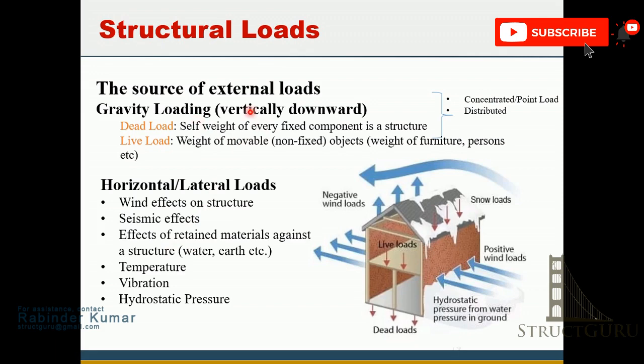The gravity loads are further classified into two types. Number one is dead load. The examples of dead loads include self-weight of the structure or the weight of any permanent fixture in the structure. The examples for the live loads are wind effects on the structure, seismic effects, any retained material against a structure, which could be water or earth, temperature loads, vibration loads, and hydrostatic pressures.